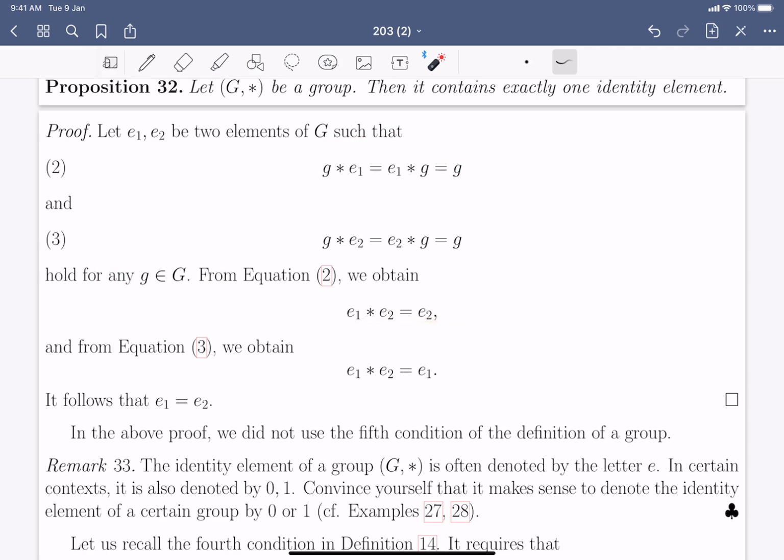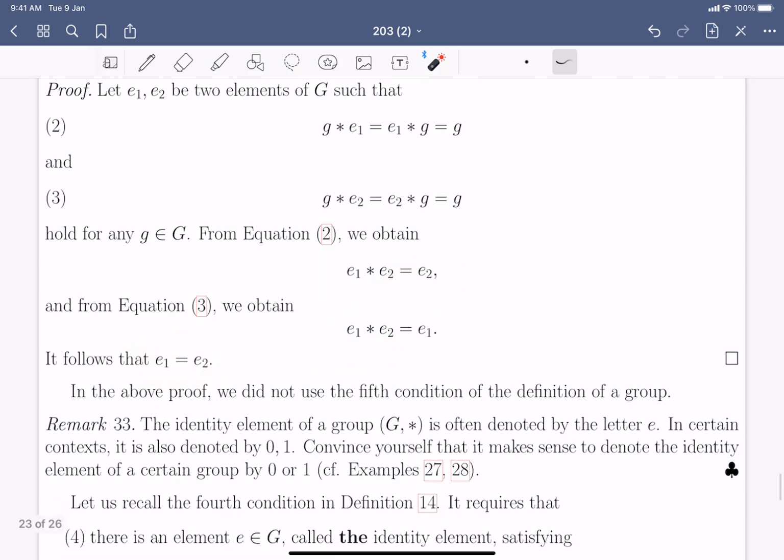On the other hand, here you know that these two are equal, right? So now if you replace G by E1, then you will see that E1 star E2 is equal to E1, right? So E1 star E2 is equal to E1. On the other hand, this is also equal to E2, right? So you see that E1 is equal to E2. Okay.